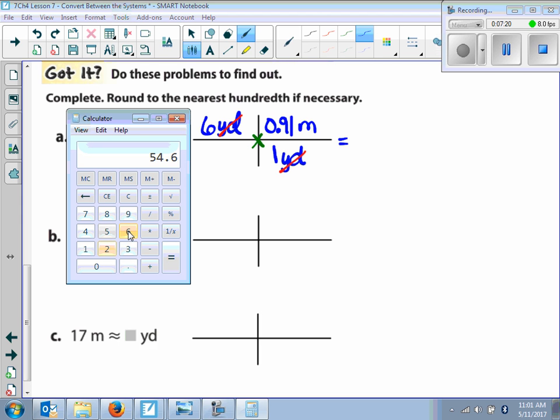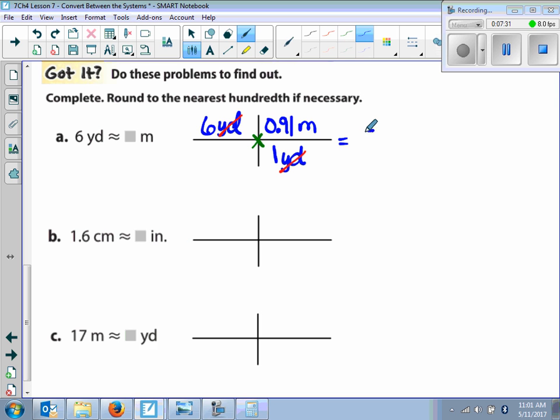I messed up. 6 times 0.91, there, so 5.46, right? So 5.46, and what are my units? Meters. Very good. And you can see that that's going to be meters because it's the only thing left in the chart. You see that?